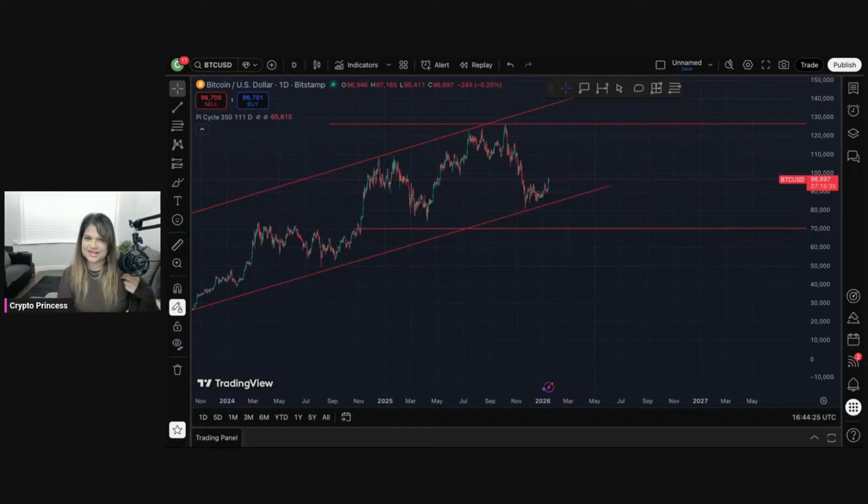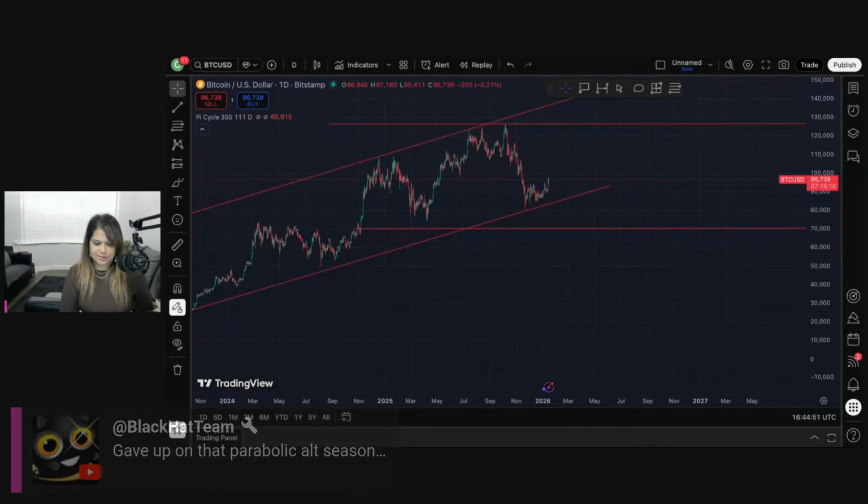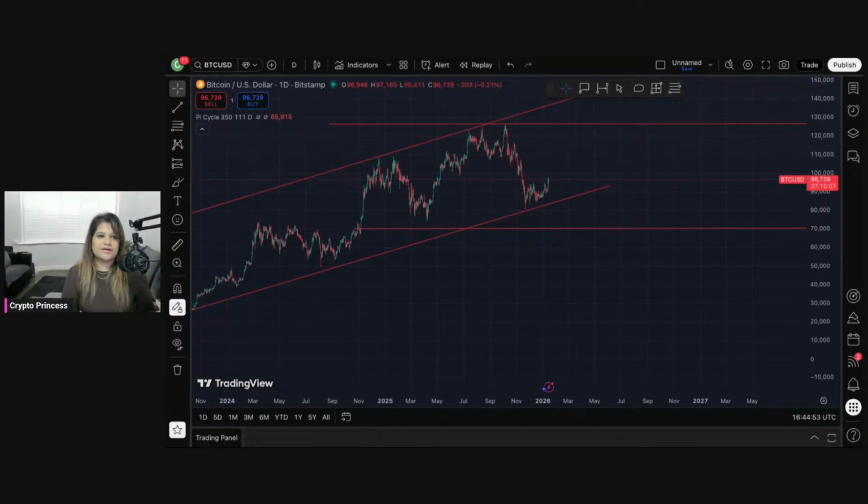I don't get depressed. I will never get depressed in crypto. Literally never. I don't think I actually can, because I know where Bitcoin is going. So even if I make a loss or whatever happens to all the other altcoins, I know where Bitcoin is going. So I'm never going to get depressed in crypto. Give up on that parabolic alt season.